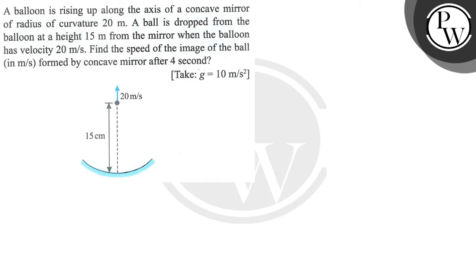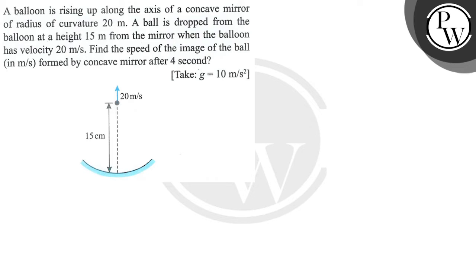Hello, bachcho. So in the given question, we have been given that a balloon is rising up along the axis of a concave mirror of a radius of curvature 20 meter. A ball is dropped from the balloon at a height of 15 meter from the mirror. When the balloon has a velocity of 20 meter per second, find the speed of image of the ball in meter per second formed by the concave mirror after 4 seconds.